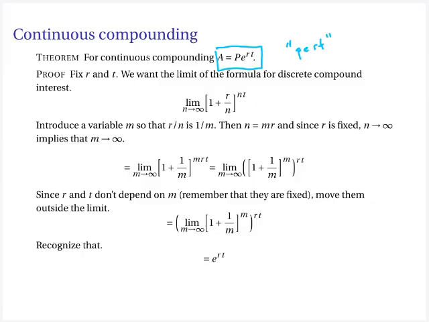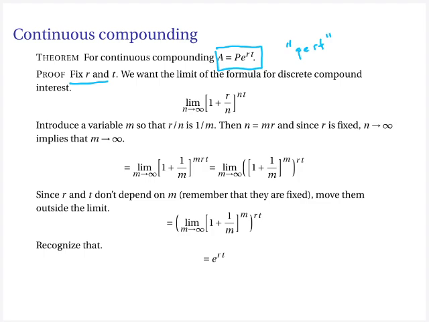The proof of that is not very hard, so here I'm going to go through it. The idea is that we're going to fix the rate and time and just simply take the limit as the number of compoundings goes to infinity. That's precisely what we're thinking of when we're trying to think of compounding continuously, is compounding sort of every instant.